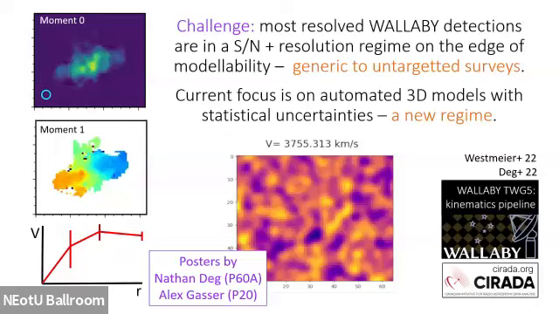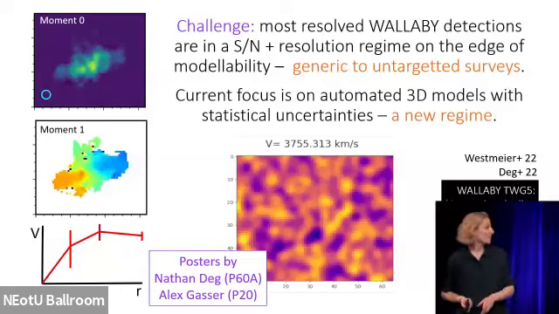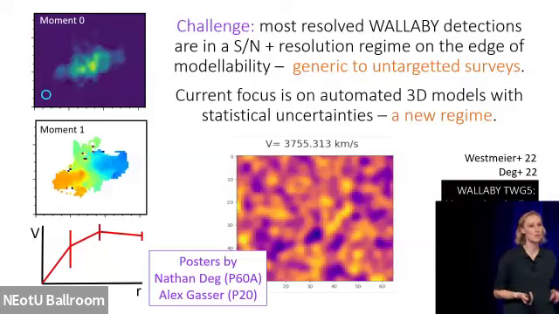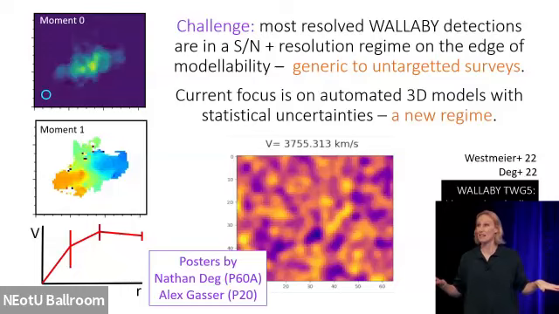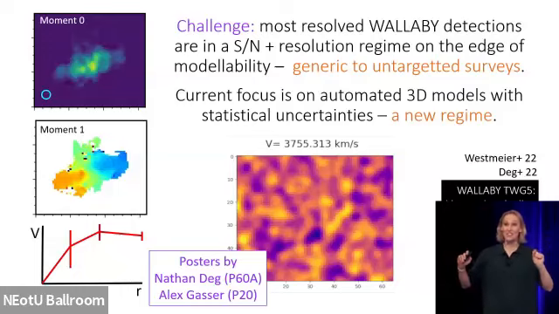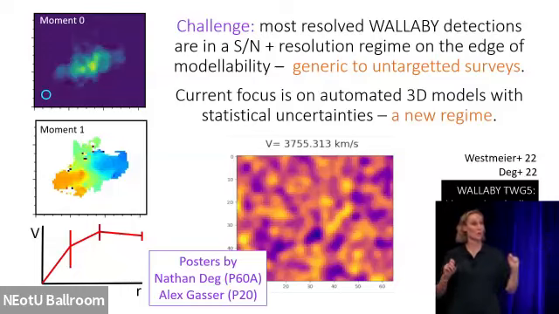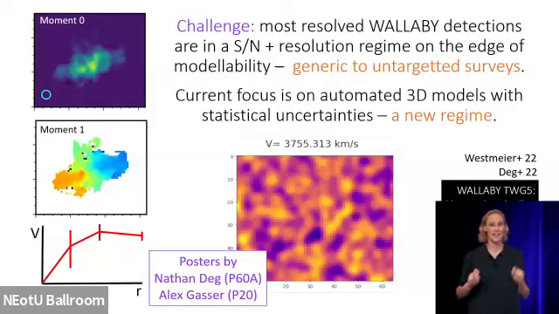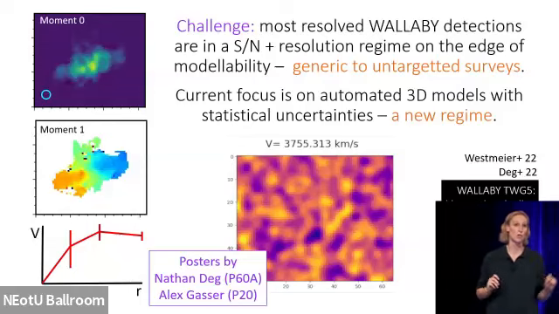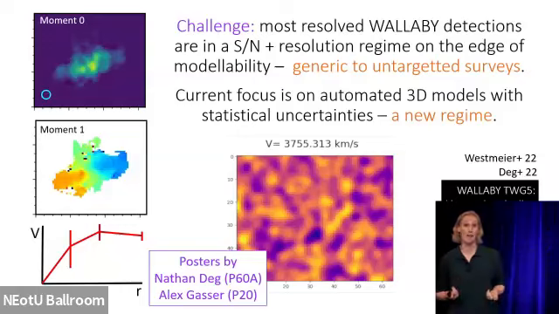And so it's forcing us to focus on automated 3D models with statistical uncertainties in terms of tilted ring modeling. And that's a regime in which we haven't really thought about anymore. There was a video that was supposed to be flipping by, but don't worry, you couldn't have seen it anyways. The average signal to noise per WALLABY detection pixel is less than 2. It's somewhere between 1 and 2. They're very difficult to pick out by eye on average.